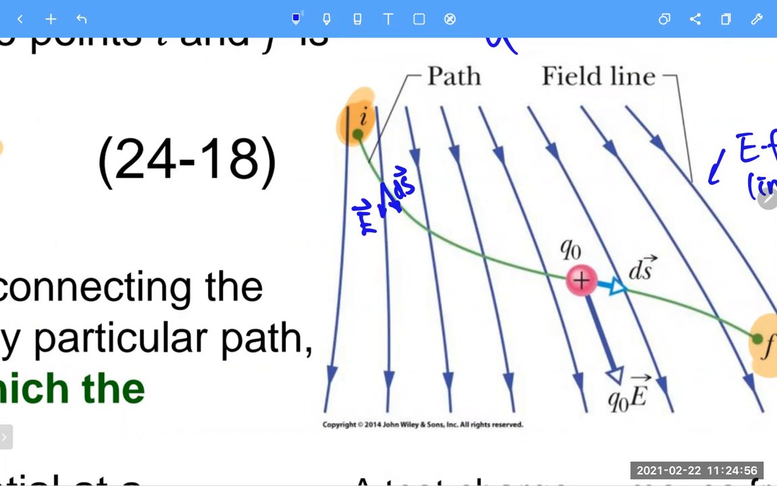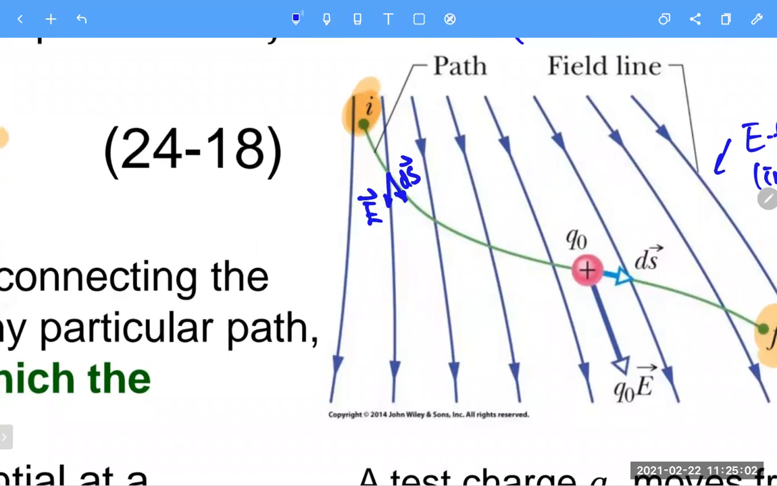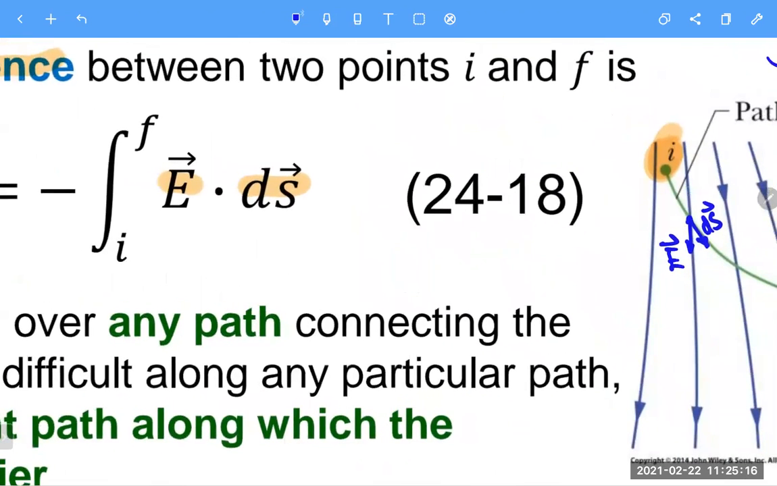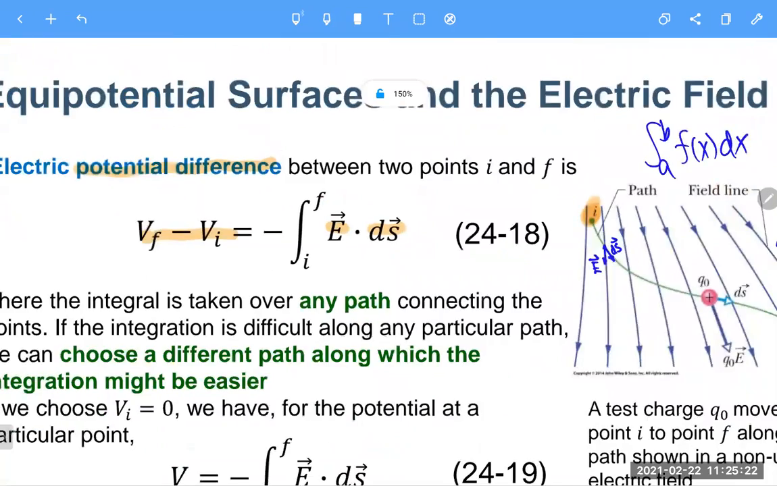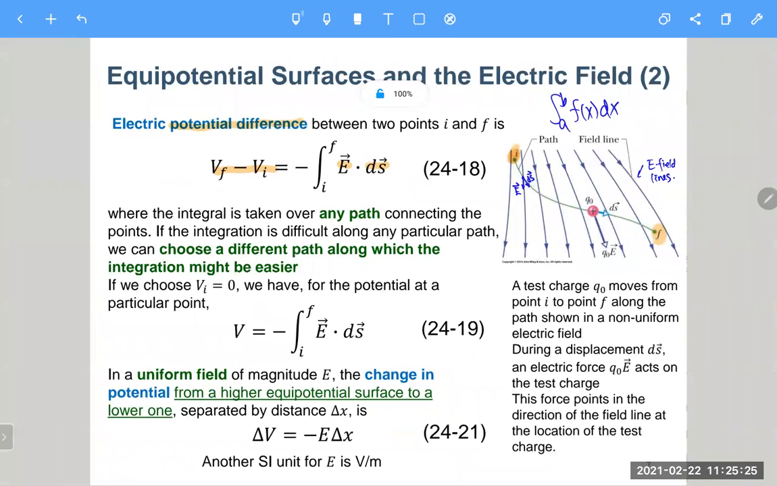And of course, ds is infinitely short. So we calculate E dot ds at this point, and then we calculate it at all the points from I to F, and then we add all of them together. So this is the definition of the line integral. And also we still have a negative sign in the front. So the potential difference is the line integral of the E field over the path, but with a negative sign.